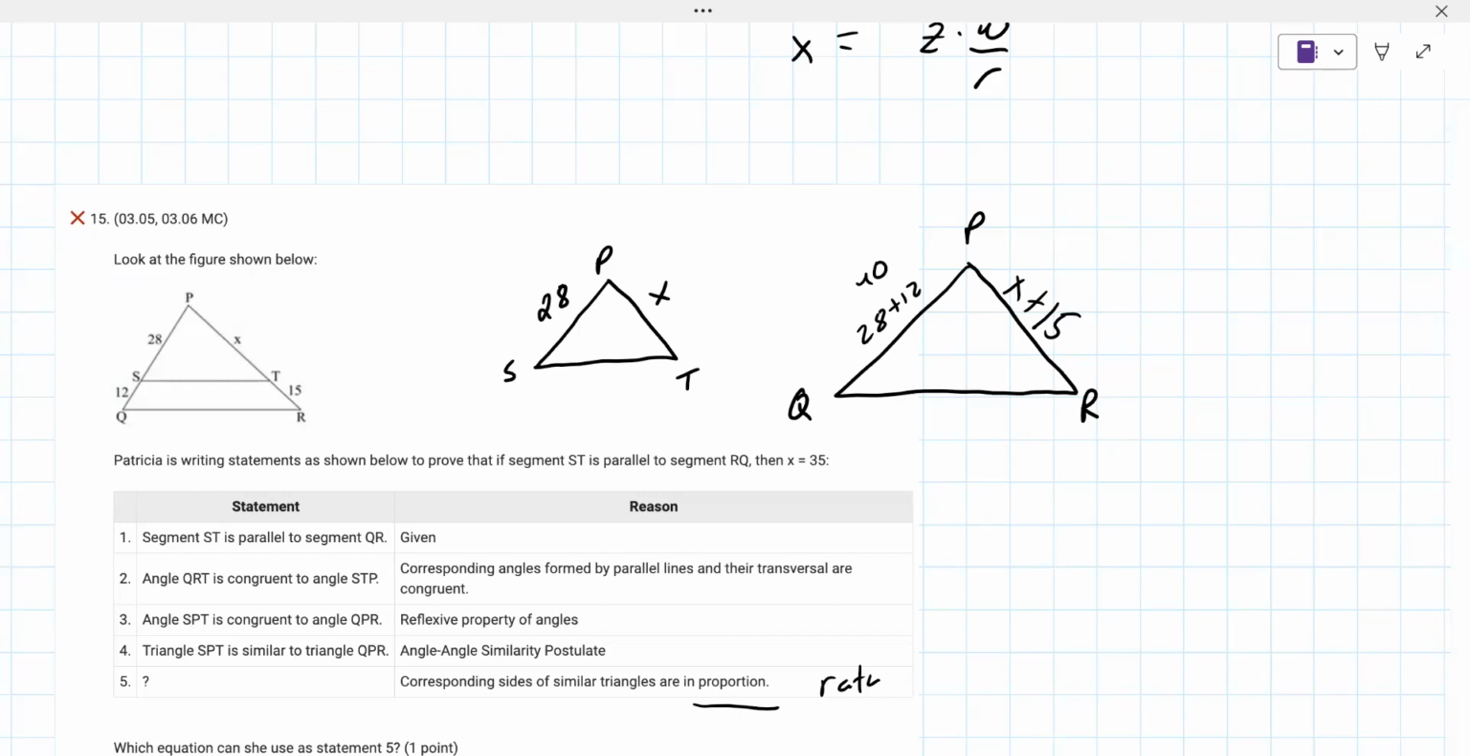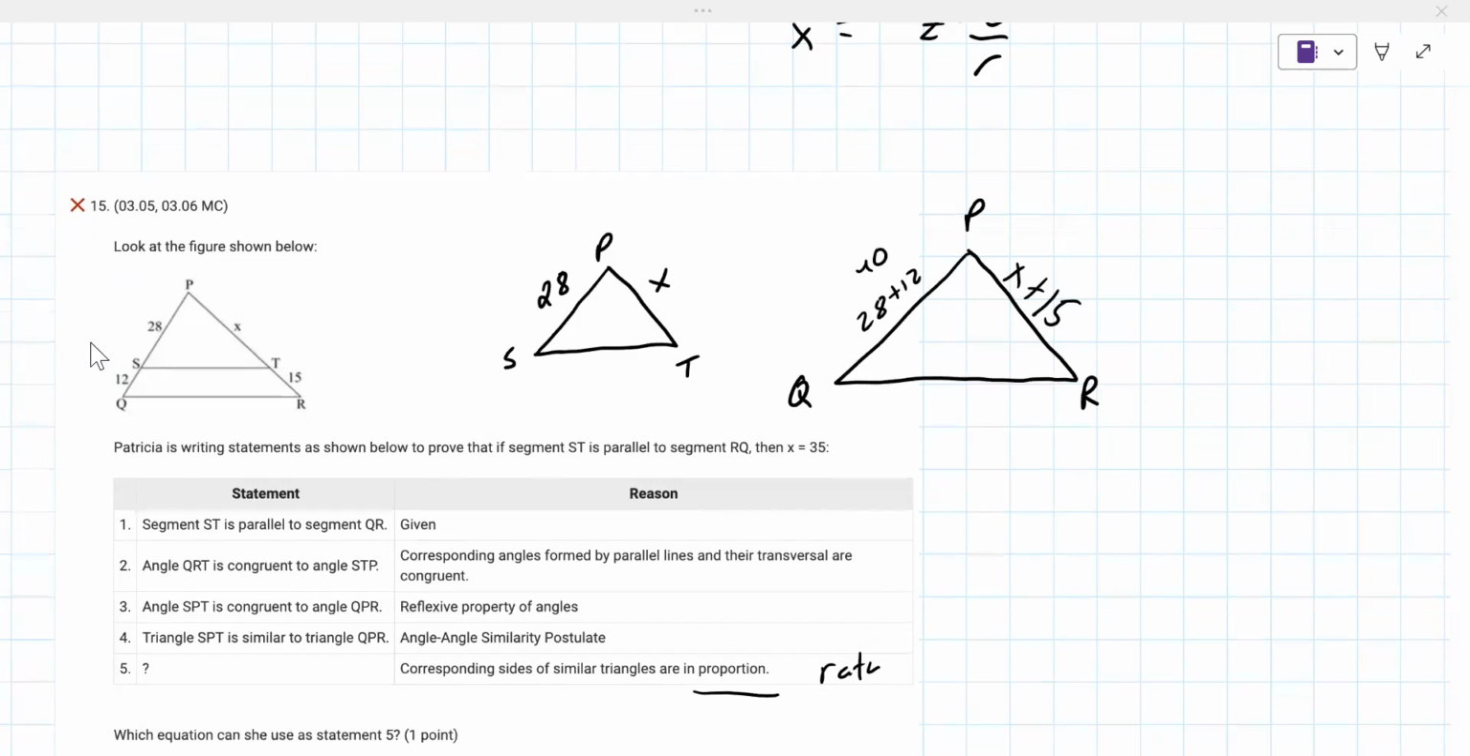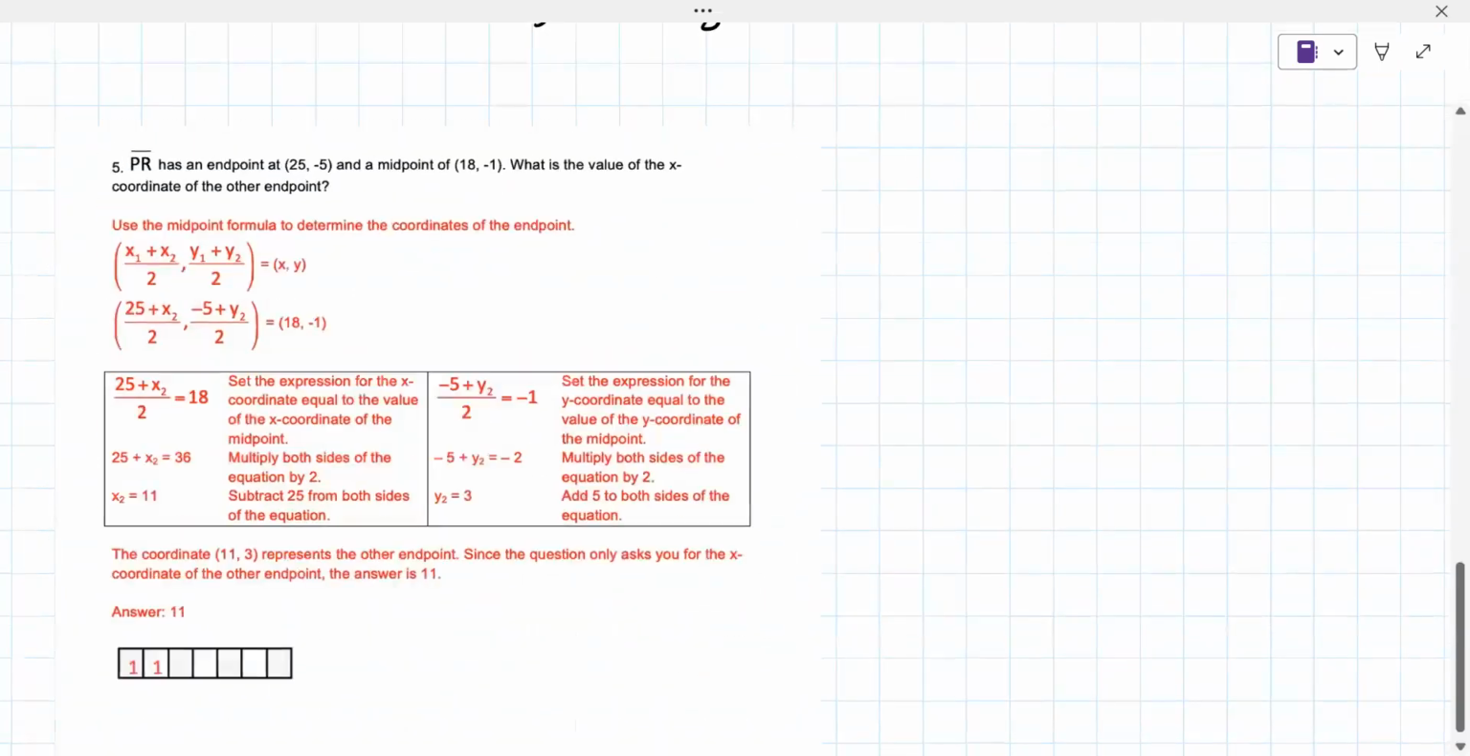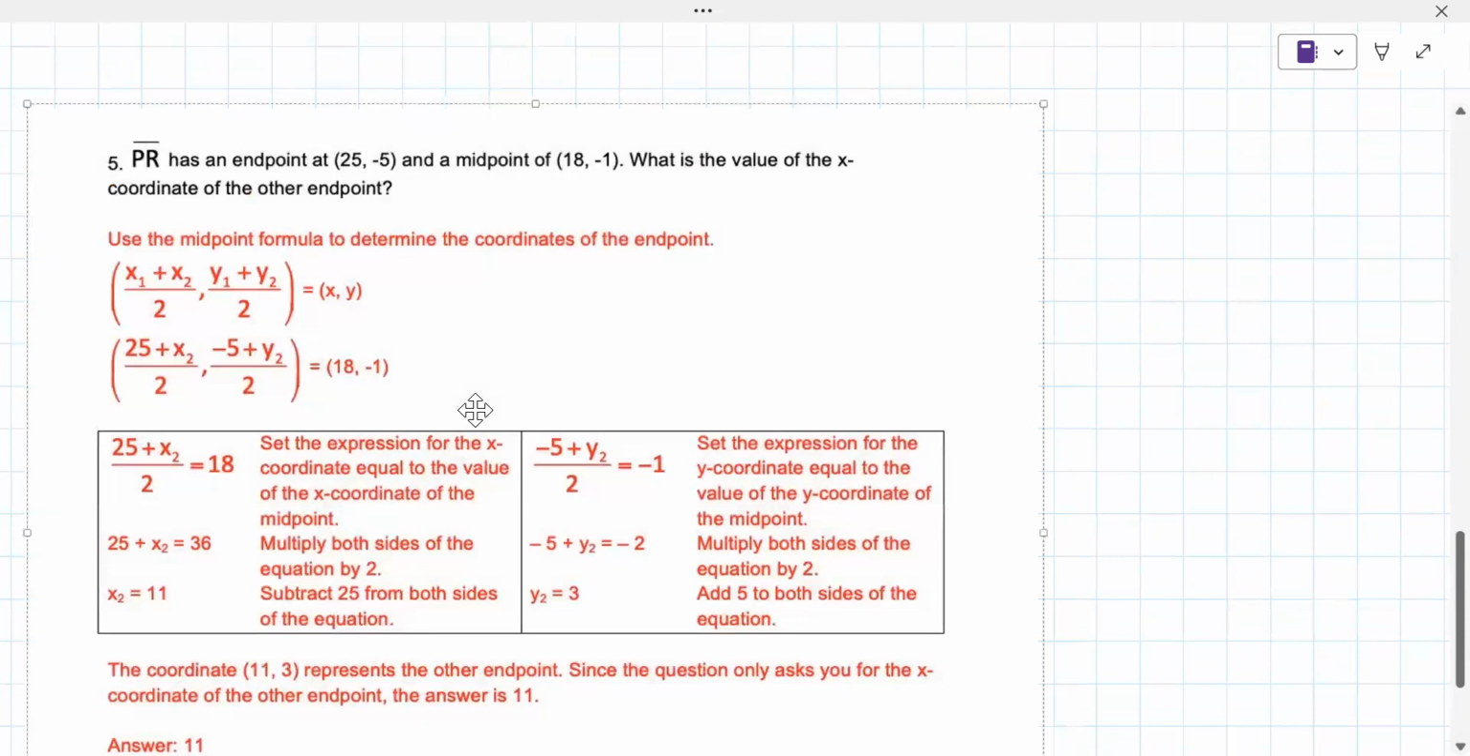Okay. It was talking about the midpoint formula, though I'm not exactly sure about this question. You'll see when you open it up. Okay. PR has an endpoint and a midpoint. What is the value of the other endpoint according to the given endpoint?